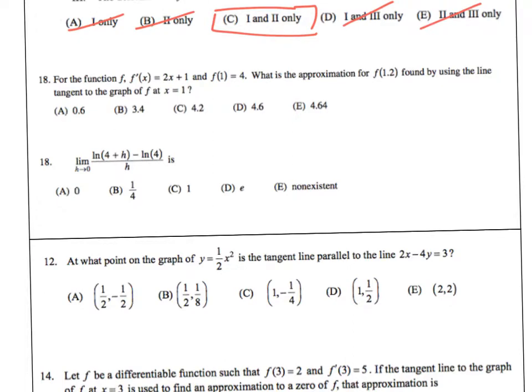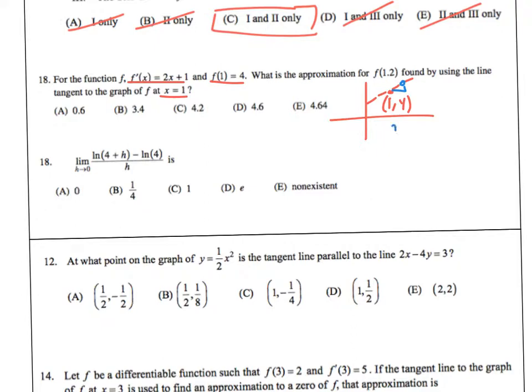For number 18, we're trying to find f of 1.2 using the line tangent to the graph when x equals 1. We're given the derivative and we're given the value for this. The idea is that if I know that we have a point (1, 4), and if I know the tangent line, we can use that to approximate a value pretty close to there.